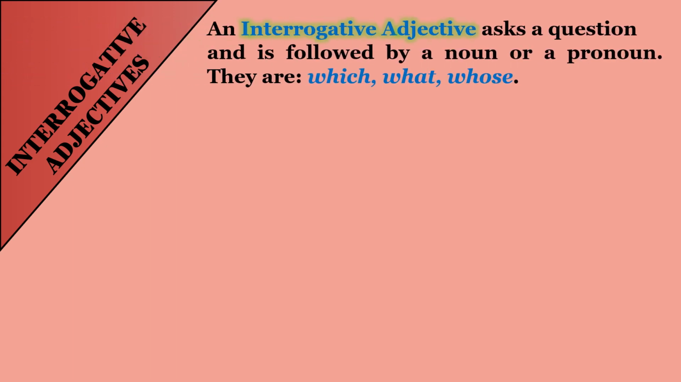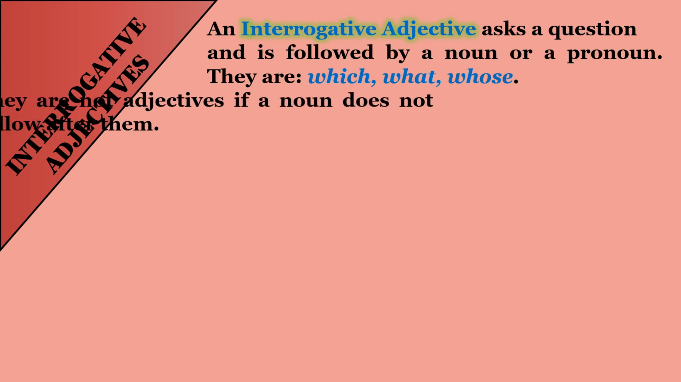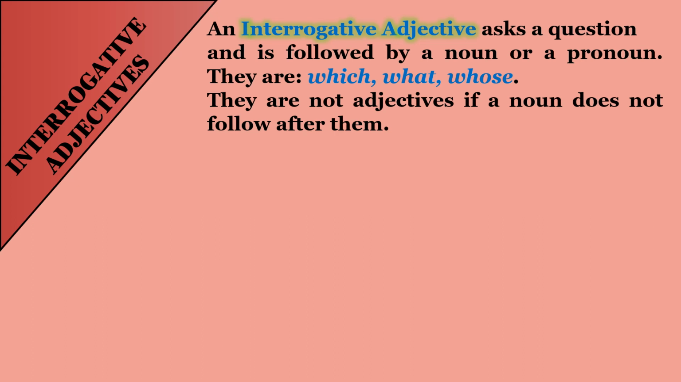Next, we have interrogative adjectives. Now, these adjectives ask a question and they are followed by a noun or pronoun. Interrogative adjectives are which, what, whose. They are not adjectives if a noun does not follow after them. So when I use which, what, and whose, it has to be followed by a noun for it to be an interrogative adjective. Now let us check.